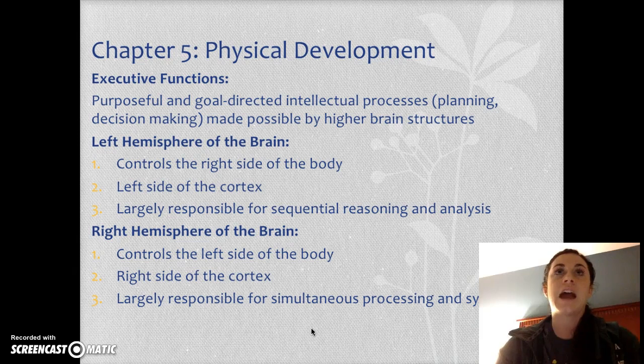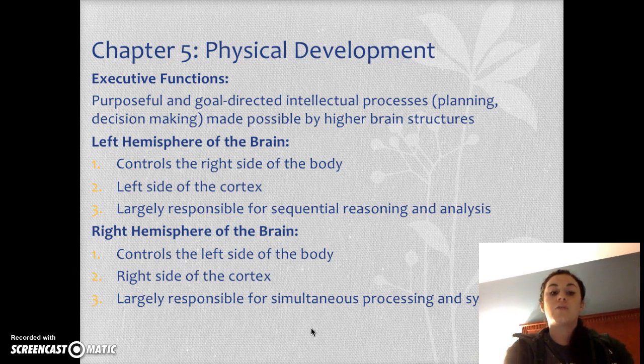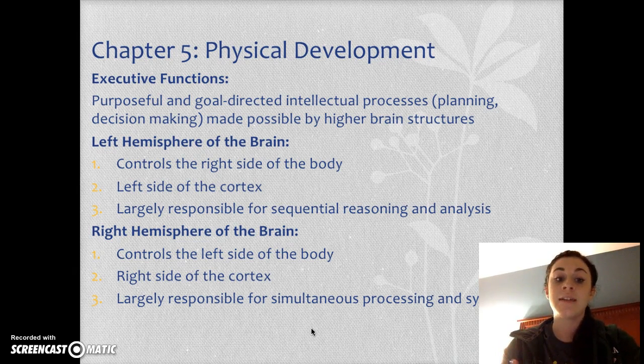So what you're thinking, how you're going about it, what you're deciding to do, are made possible by higher brain structures. There are two sides of your brain, the left hemisphere and the right hemisphere. Usually people who are right-handed use the left hemisphere of their brain, and it controls the right side of their body. This is largely responsible for reasoning and analysis. And then the right hemisphere, usually with people who are left-handed, is responsible for simultaneous processing and synthesis.